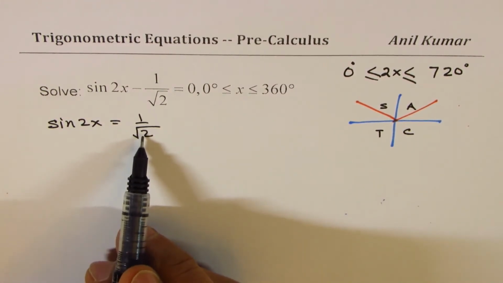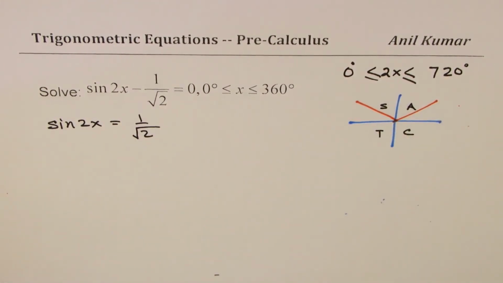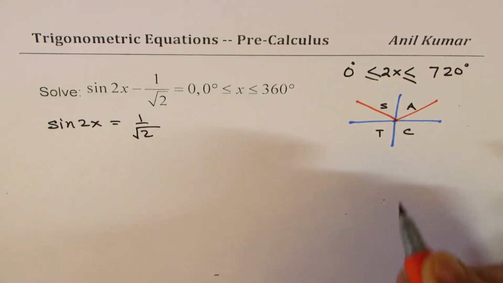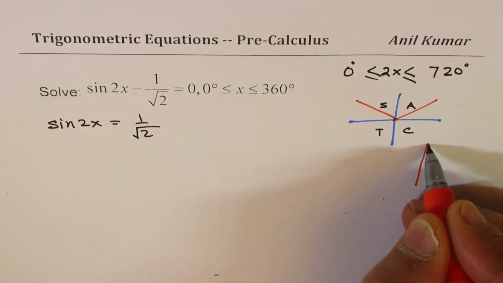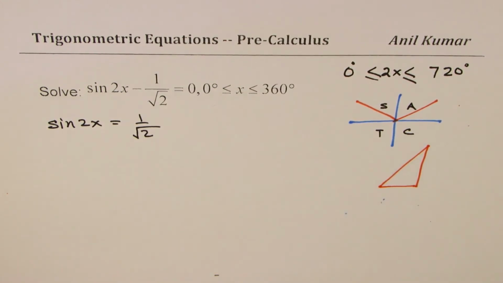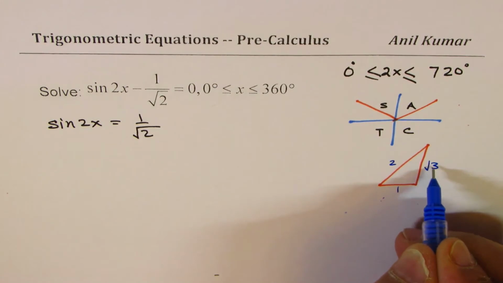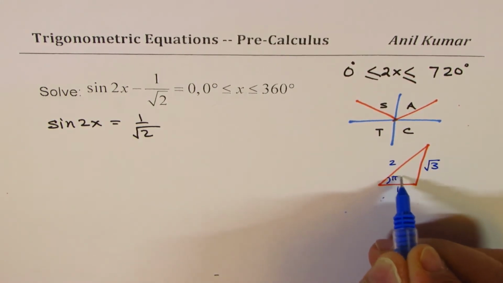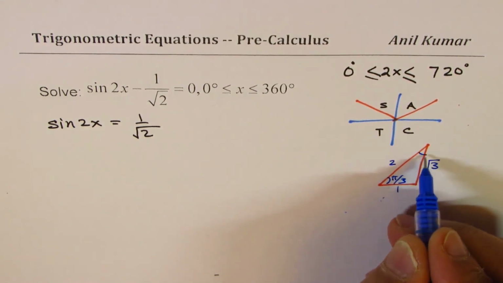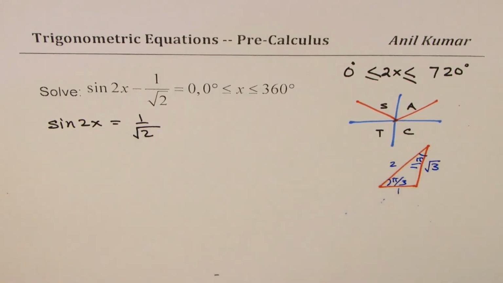Since we are looking for a positive value, these are the two solutions, correct? Now what angle can give you half? So if I sketch my special triangle, we know it is like 1 to square root 3, right? This angle being pi by 3 and this being pi by 2. I'm sorry, 1 over square root 2.